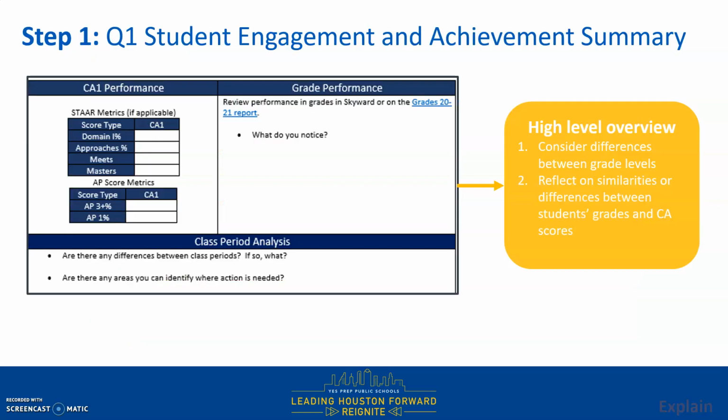All right, so let's get started. Step 1, Q1 student engagement and achievement. This is a high-level overview where you're looking at overall performance, and then you're considering the differences between class periods, and you're also reflecting on similarities or differences in grading trends and CA scores. So do you see a correlation between the grades in your classroom and the common assessment data? If so, what are some ways that you can address this? What are some supports that you may need in doing so?